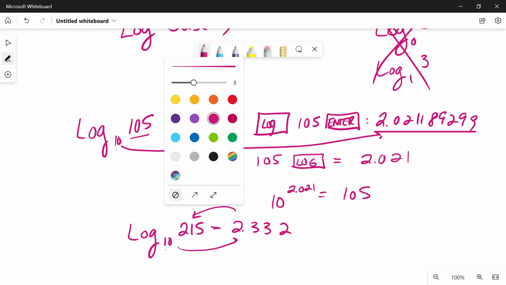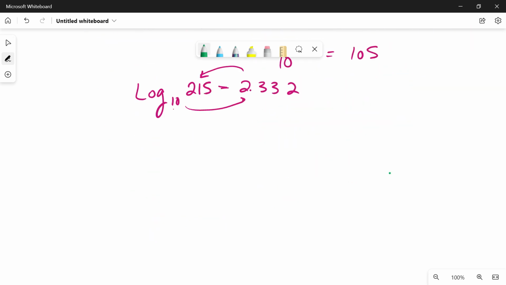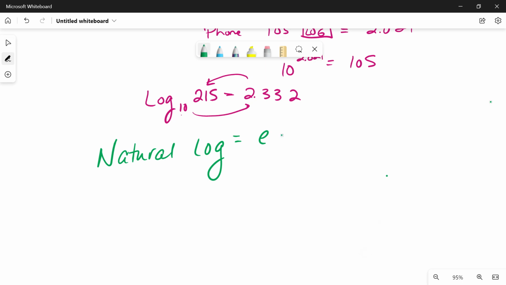All right, there is another logarithm that mathematicians use, and this is called the natural log. This is going to be the natural logarithm. The base of the natural log is represented by the letter e, which equals approximately 2.71828. On your calculator, you're going to find a little LN. That's the natural log key, so you want to look for that.